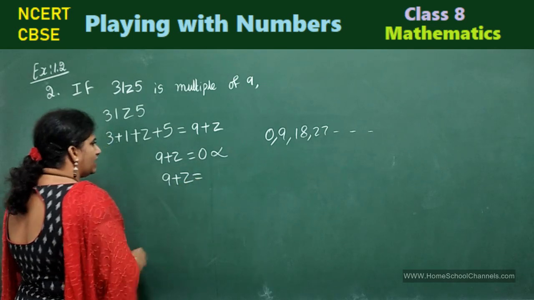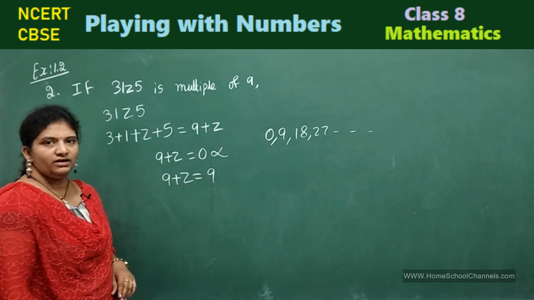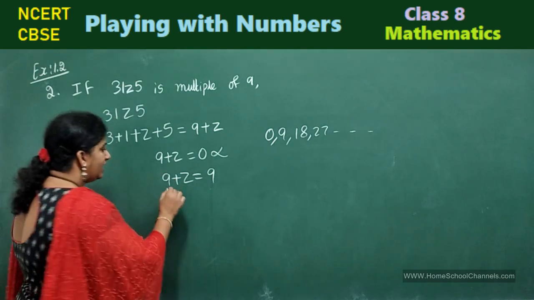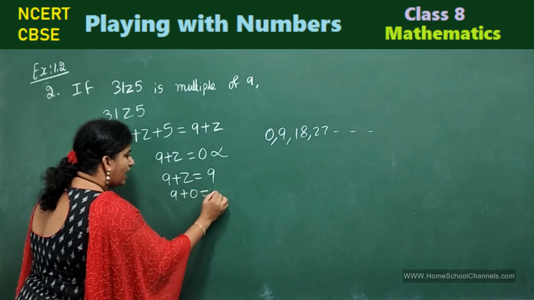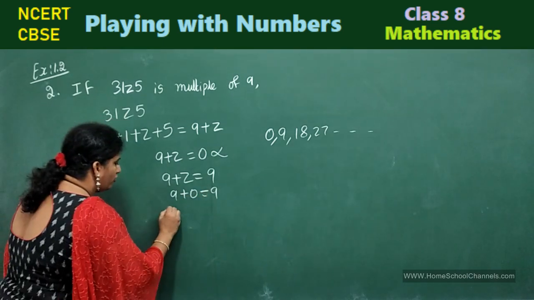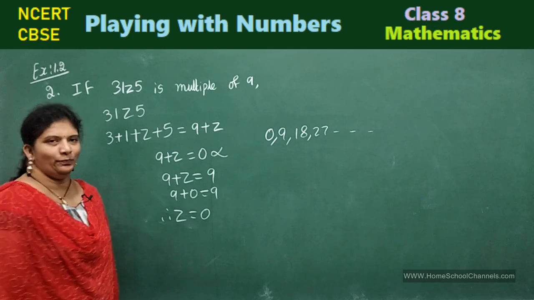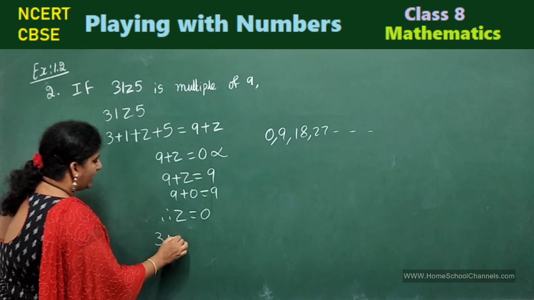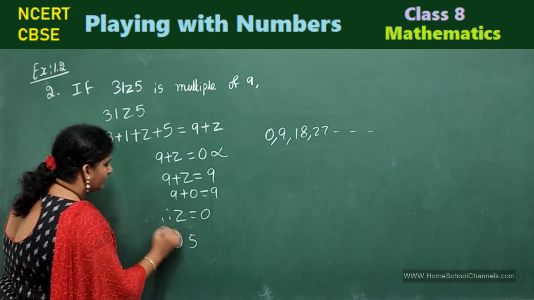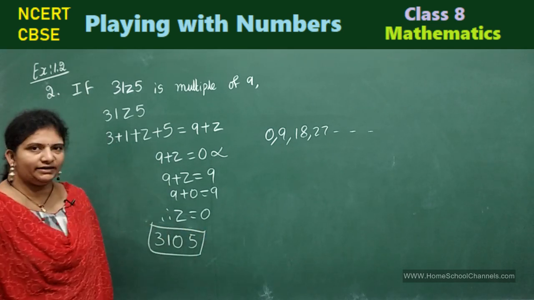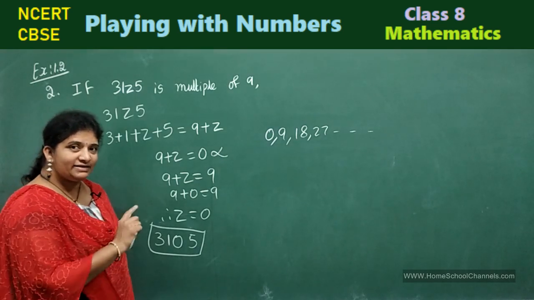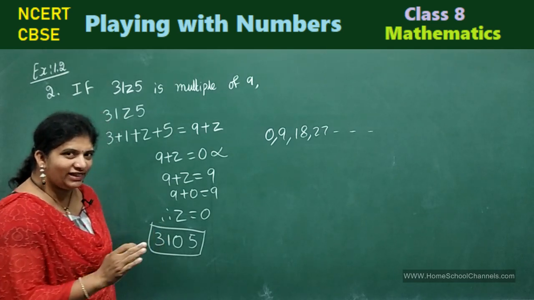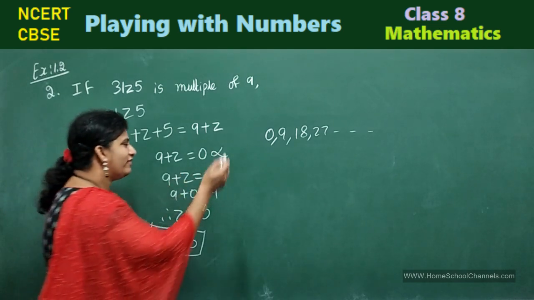9 plus z is equal to 9. 9 plus anything, do you get 9? Yes. 9 plus 0, I get 9. Therefore, z is equal to 0. And what is the 4-digit number? The 4-digit number is 3105. Is your answer completed? No. Let us check another number here. Don't feel that your problem is ended. Let us go for another number.